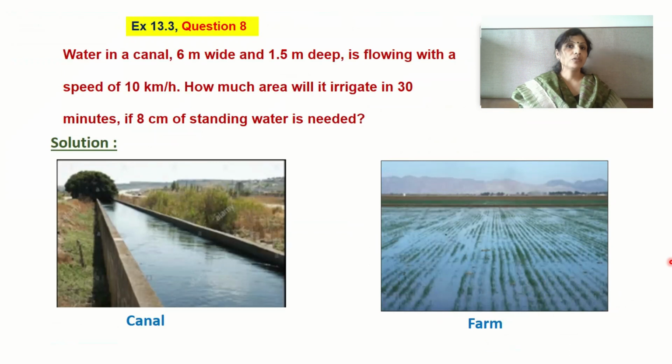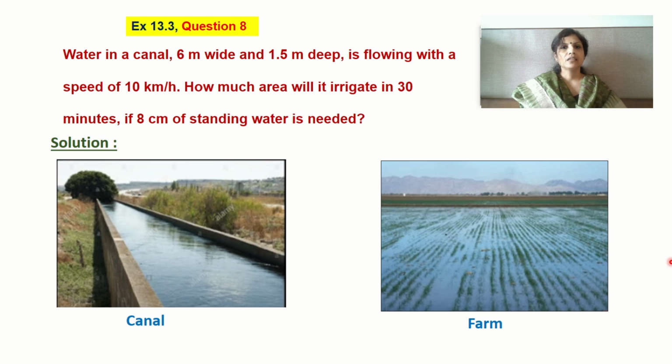Question 8, an important question. Water in a canal 6 meter wide and 1.5 meter deep is flowing with the speed of 10 km per hour. How much area will it irrigate in 30 minutes if 8 centimeter of standing water is needed? Children, for your reference, I have put the pictures of the canal and the farm here on the screen. Please have a look at that.